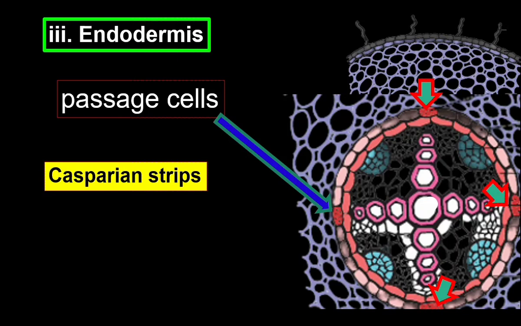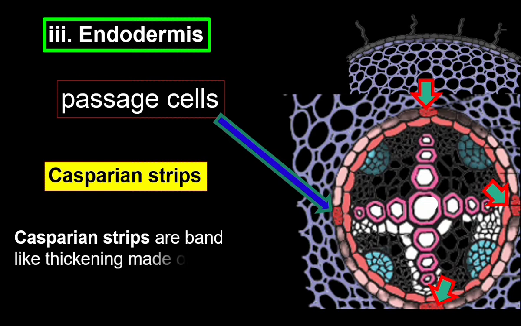The Casparian strips are thickened areas. They are band-like thickenings made up of the chemical suberin. Casparian strips do not allow the movement of water, but the passage cells allow the movement of water. Passage cells do not have Casparian strips. Other endodermal cells have Casparian strips. Passage cells and Casparian strips are the important structures in the endodermis.